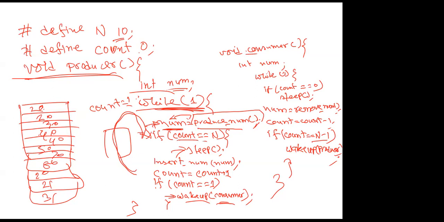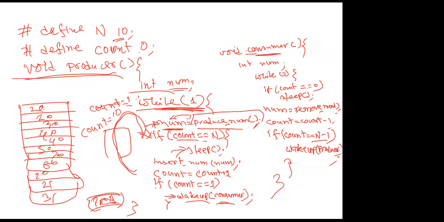So the producer function will now be in sleep mode. Producer in sleep mode. Okay, let's check again. Your consumer process is executed by your operating system. It will check whether count equals 0, but count here is currently 10. Okay, total 10 numbers, so count is now 10.